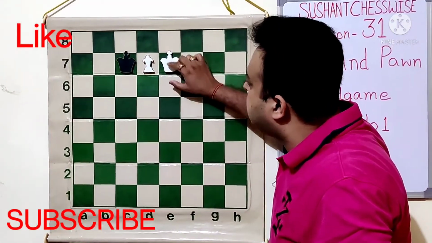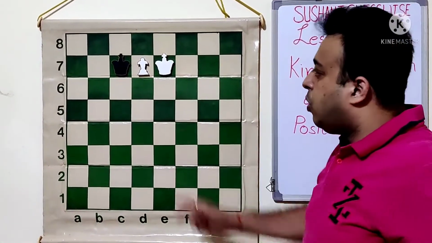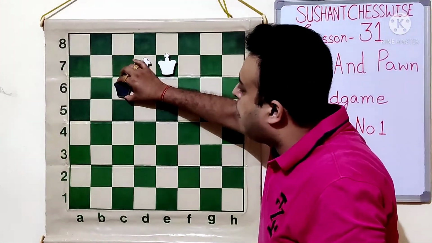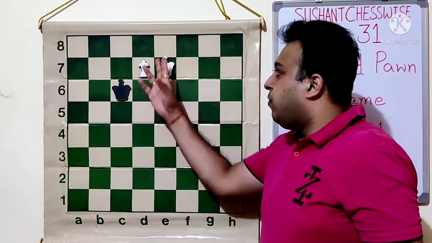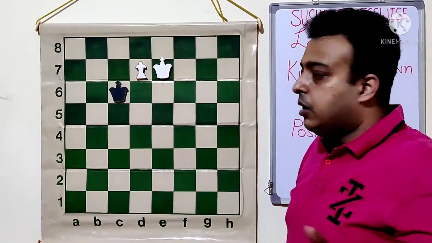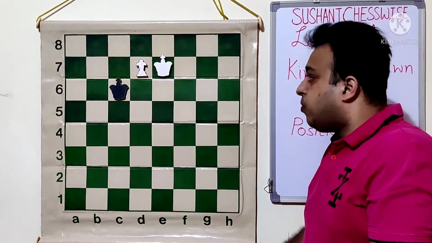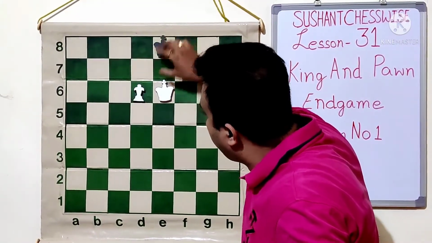So white plays his king to e7 and now the d8 square is guarded by the king. Now whatever black plays, the pawn will become a queen and white will win the game with the help of the queen. We have discussed how king and queen can checkmate the king in the earlier lessons. You can check those lessons. So what we learned from this position? This is position number 1.